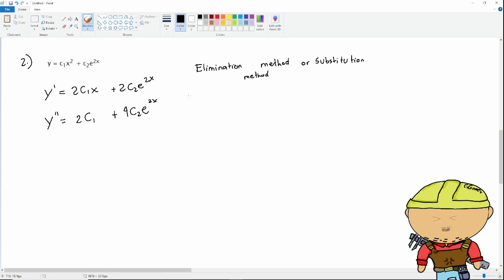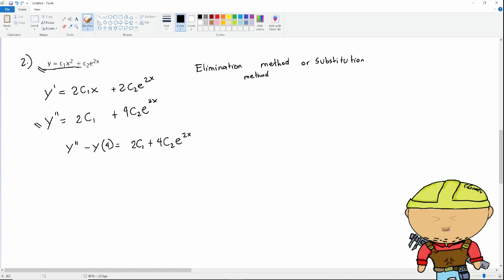Okay, fourth step in elimination method. The elimination method is an algebra process. We eliminate c1, or probably I'm gonna eliminate c2 first. So c2 is multiplied by e to the 2x, and e to the 2x is a lot more complex term. So for example, we take y double prime and subtract the equation y from y double prime when it's multiplied by 4, because y double prime has 2c1 plus 4c2 e to the 2x.